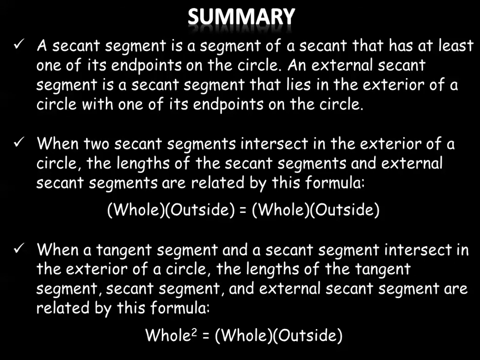When a tangent and a secant segment intersect at the exterior, the lengths of the tangent and secant segment and external secant segment are related by this formula, where you have the whole squared equals the whole multiplied by the outside. And what you just have to remember with this is that the whole squared is your tangent, and then all this is your secant.